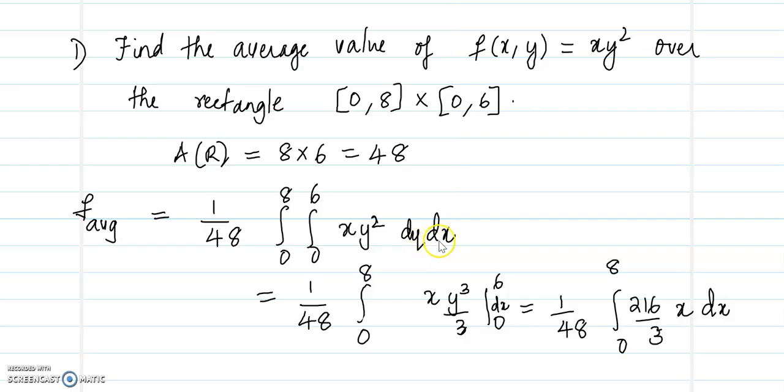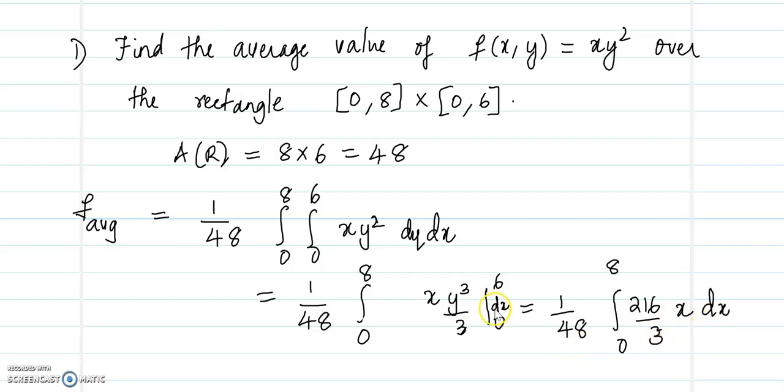Now I am choosing the order dy dx. The variation of y is 0 to 6, and that will be the limit of the inside integral, and the outside integral is with respect to x from 0 to 8. When we integrate with respect to y first, we get y cube by 3, applying the limits 0 to 6. So we will get 1 by 48 integral 0 to 8 of 216 by 3 x dx.